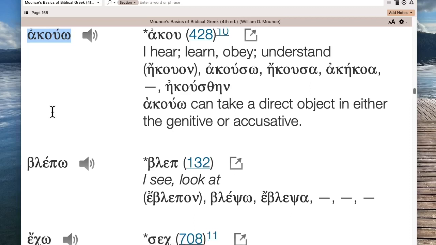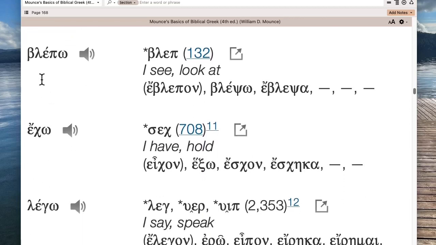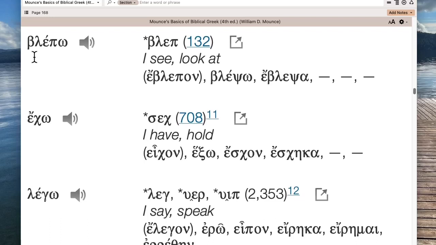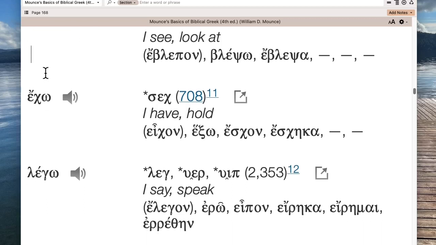So akuo. Next is blepo. Blepo. It means I see or I am looking at. Blepo. And you can see here's the other list of other tense forms. Whenever Mounce has a dash, it means that particular tense form in the template is unattested in the Greek New Testament. But again, blepo is what we're dealing with in chapters 16 and 17. I see, I look at, just the present tense form.